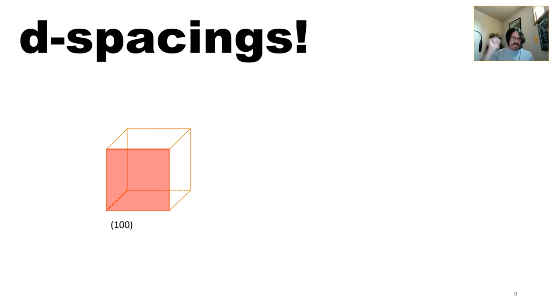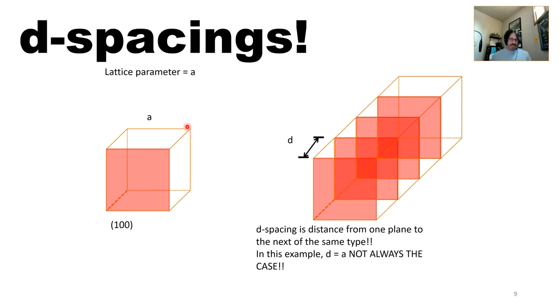Okay, d-spacing. So we have the 100 plane. Let me get my laser pointer. And we have this lattice parameter, so we refer to lattice parameter as a, and you all should have seen this at some point in time. The lattice parameter is the distance between one atom and another atom in a crystal structure, or in the same unit cell, if you will. In this case, the d-spacing is the same as a, okay? So that's not always the case.